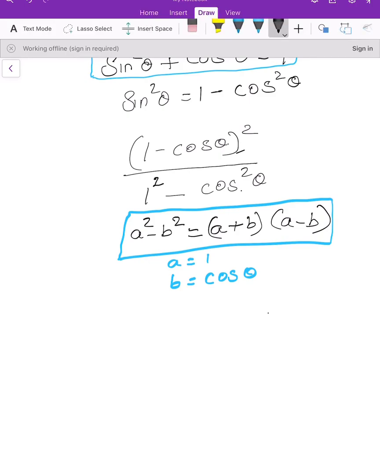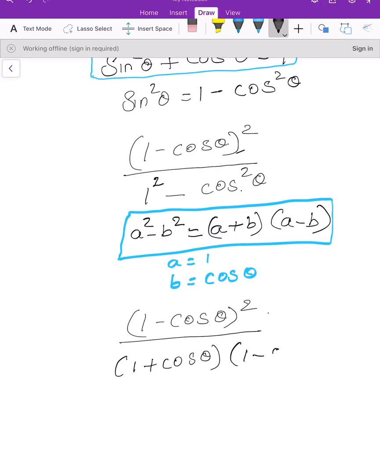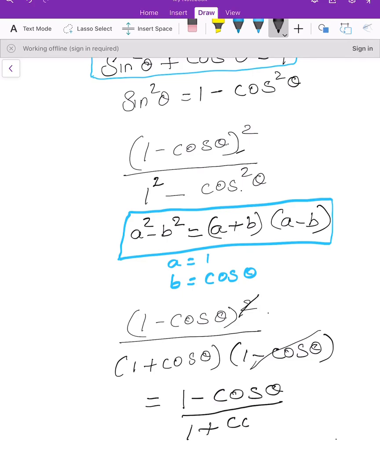Now the numerator will remain the same, (1 minus cos theta) the whole square. I'm not doing anything with the numerator, only the denominator I'm using the identity. So a plus b, my a is 1, so (1 plus cos theta) into (1 minus cos theta). This 1 minus cos theta and 1 minus cos theta, the square gets cancelled, so remaining will be (1 minus cos theta) by (1 plus cos theta). This is my right hand side. So I have proved my left hand side is equal to right hand side.